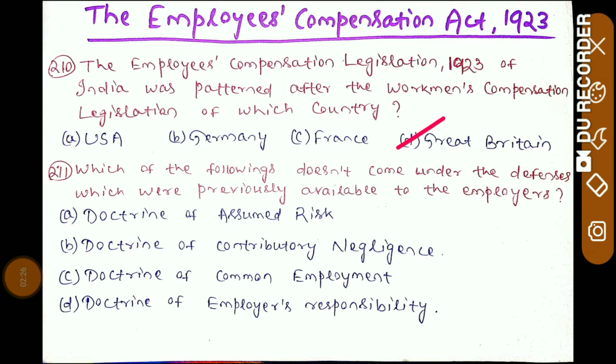Then the next question: which of the following doesn't come under the defenses which were previously available to the employers? Doctrine of assumed risk, doctrine of contributory negligence, doctrine of common employment, doctrine of employer's responsibility. So option D is the answer. All the three are covered under the defenses, but option D doesn't cover.